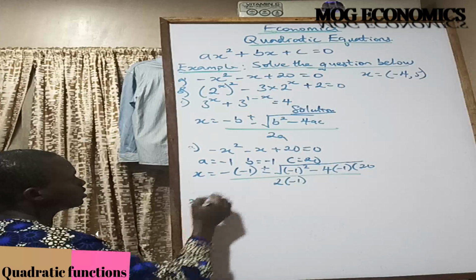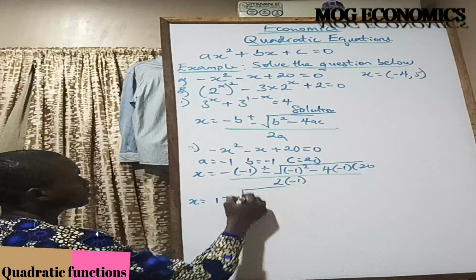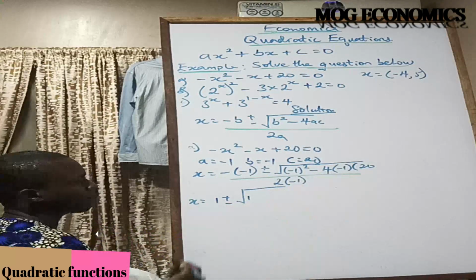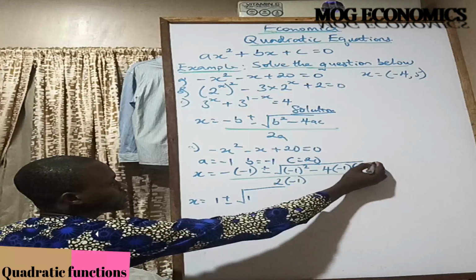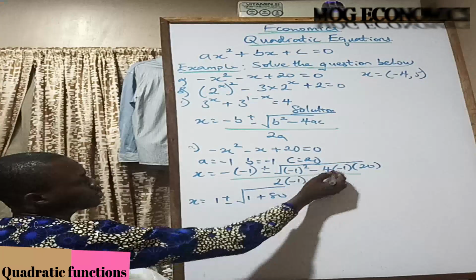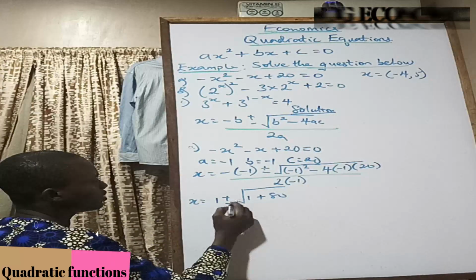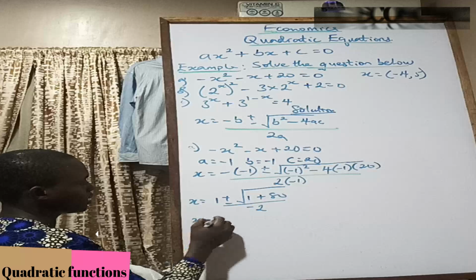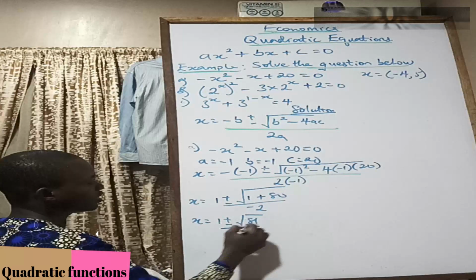So x from here, minus times minus 1 is going to be 1, plus or minus the root of minus 1 squared, which is 1, minus 4 times minus 1, that's plus 4. Then 4 times 20 is 80, so that's plus 80 now. Plus 4 plus 20. Everything here is divided by 2 times minus 1. So x is basically 1 plus or minus root 81, divided by 2.